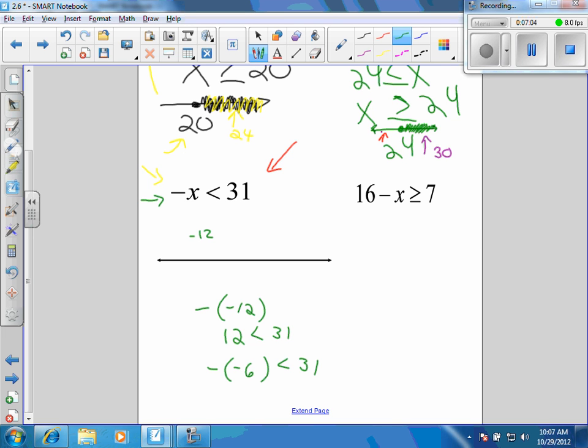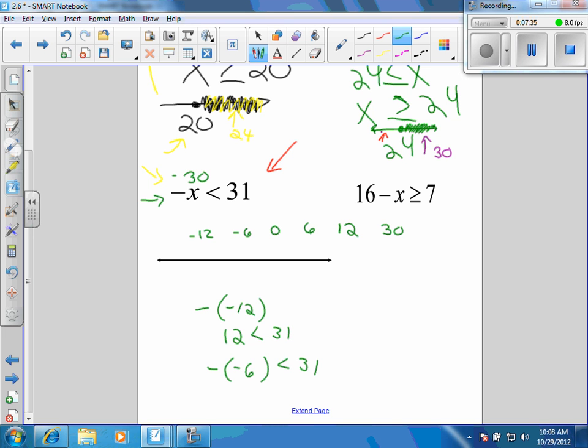So positive 6 works, right? So we can even cross over. 0 works, right? 6 works. Positive 12 works. Okay, let's start talking about things in the 30s. If I put a 30 here, is negative 30 less than 31? Yeah, so all the way over here, 30 is going to work.